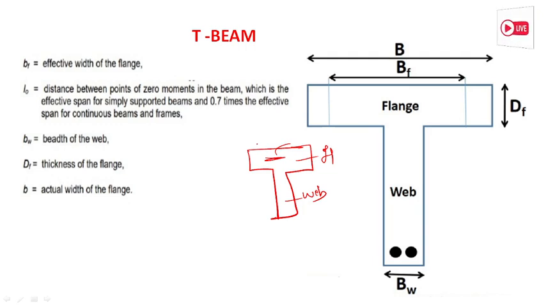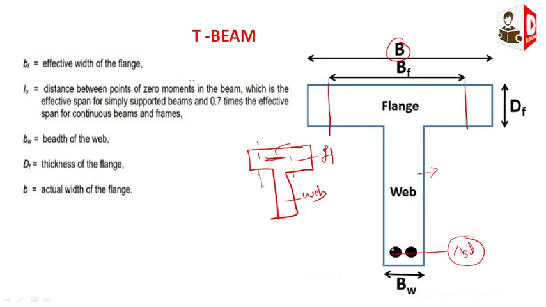This one we call BF. BF is nothing but the effective width of the flange. BF is the effective width, meaning they will consider this up to here as the effective width of the flange, and the total B, capital B, is the actual width of the flange. And Df is the depth of the flange, and this is the web portion. So bw is nothing but the width or breadth of the web.